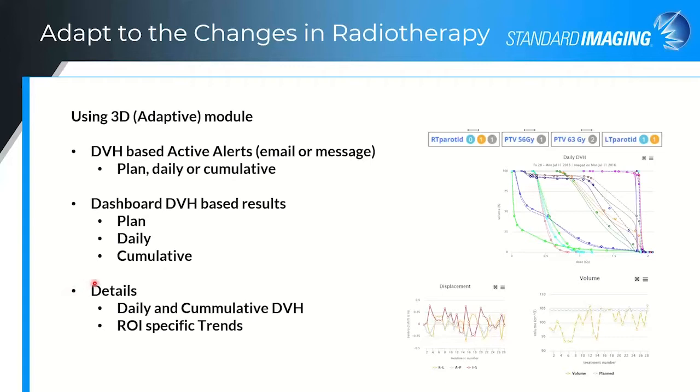Then, of course, there are these details, which I referred to within the plan, the daily and the cumulative DVH, as well as ROI-specific trends. Here I'm showing a displacement trend, the fractions for the treatment session versus the size of the deviation. And then we also have volume-based trends showing the planned 100% volume versus the volume calculated during each fraction based on the merged CT and the warped ROIs.